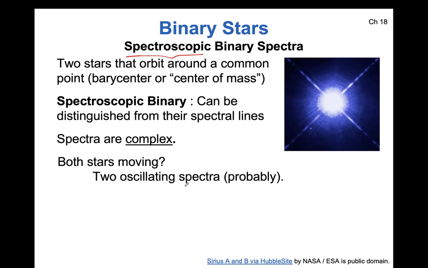In reality, the spectra are complex. Both stars are moving. There are two oscillating spectra because they're never just going to stay redshifted or blue shifted. They're going to vary, right? They're going to be redshifted for a certain period of time because they might have an orbit that is months long. They might have an orbit that is years long. Sometimes their orbits can be really short if they're close to each other, just a few days. But generally not that long, right?